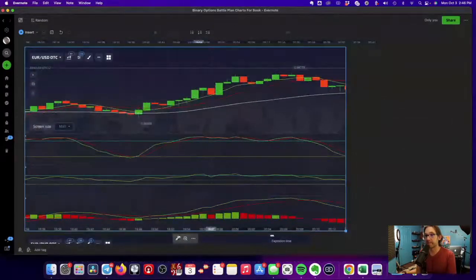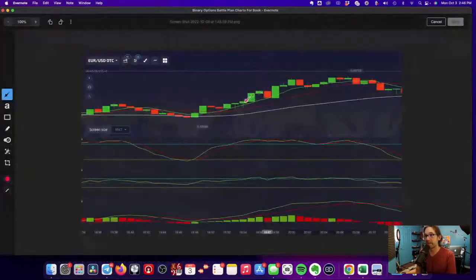Here in this example, which I haven't marked up for the book yet, it's like a perfect scenario. I'm going to show you where your entry points would be right here. So you have the green line above here. You have the green line above here. You have the green line above here. So your MACD is heading up, your stochastic is heading up, and your moving averages are heading up.